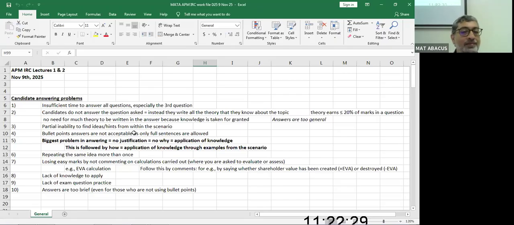Bullet point answers are not acceptable, as only full sentences are allowed. The biggest problem in answering is that justification is not being given. There's no explanation. There's no why, which is only through application of knowledge. The other part is to explain how, which is application of knowledge through examples from the scenario.